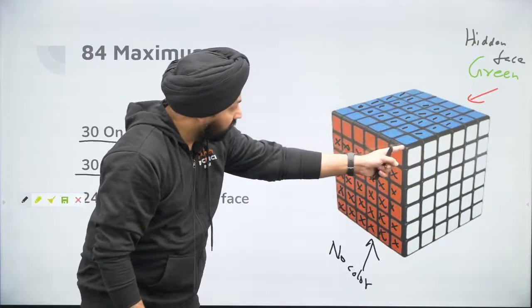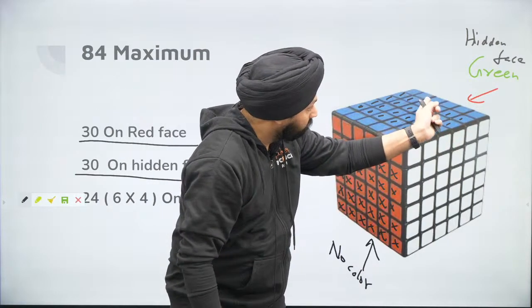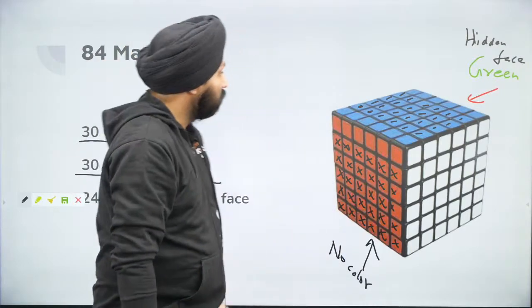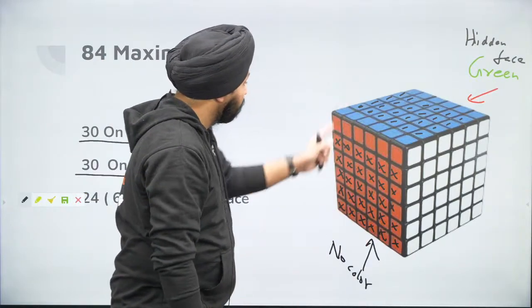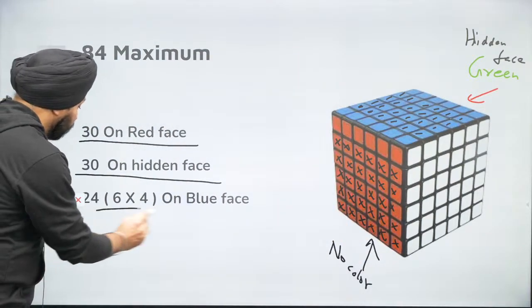Now these edges are having cubes which have got blue and red. That edge is having a cube which is having blue and green. So they are not in our favor. So which all are in our favor? You can check. 6, 6, 6, 6. 24 are in our favor.